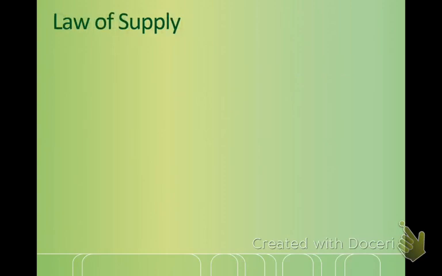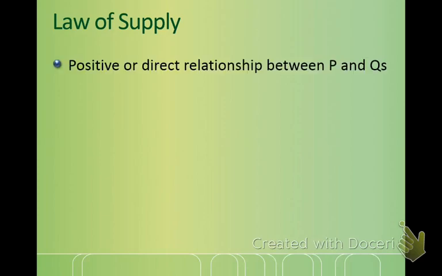Law of supply. What do you think the law of supply is? As price goes up, what happens? Say again? Not supply. So I think somebody said it. Quantity supplied increases. Not supply, it's quantity supplied. There's a positive or direct relationship between price and quantity supplied. As one goes up, the other goes up.